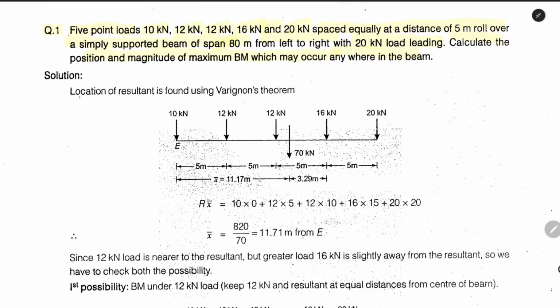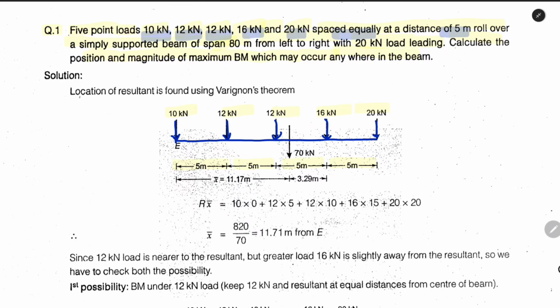So if we gather the given data, there are 5-point loads that are 10 kilonewton, 12, 12, 16, 20 and they are equally spaced at a distance of 5 meter. So now we can draw the diagram. We have 5-point loads. First is 10 kilonewton, then 12 kilonewton, 12 kilonewton, 16 kilonewton and 20 kilonewton, and they are spaced equally at a 5 meter interval.